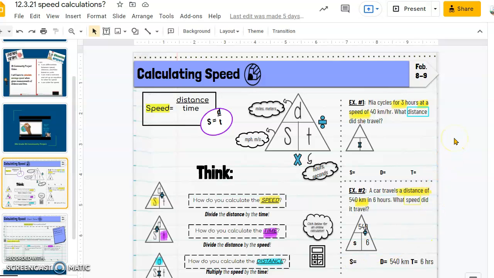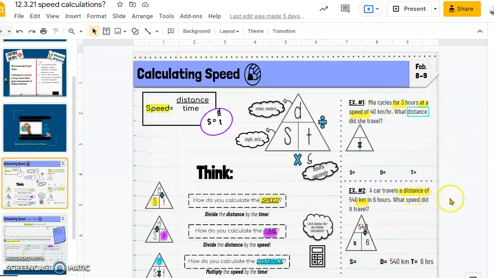So let's look at this. What do I have and what am I missing? Well, we highlighted the important parts, 3 hours at speed. So I have speed and I have time, so speed and time. So I'm multiplying here to get distance. So 3 times 40 would be, that's right, 120.